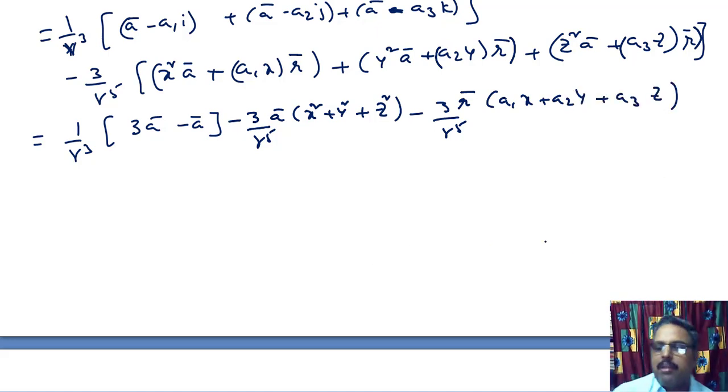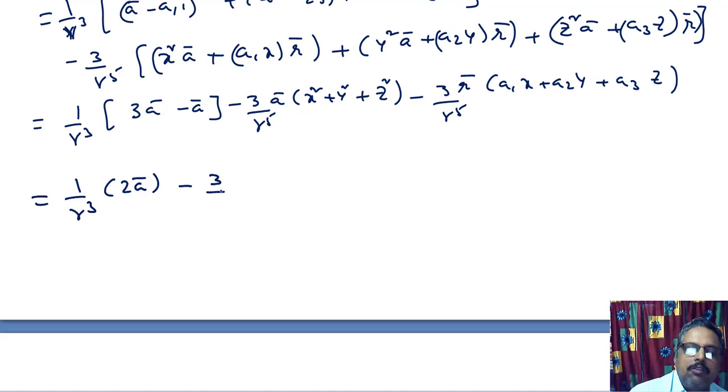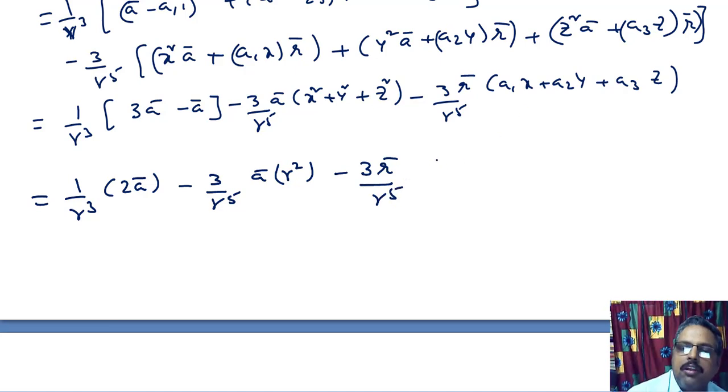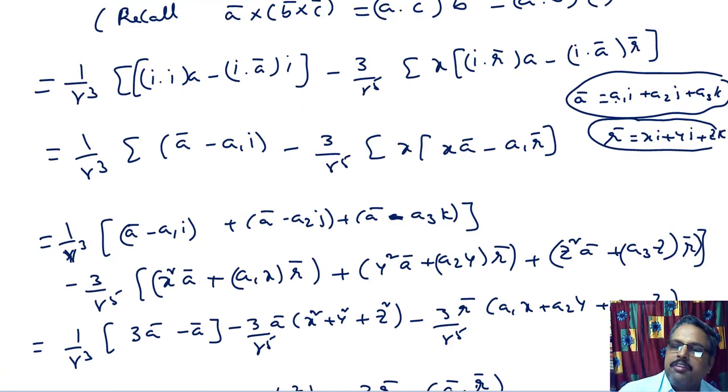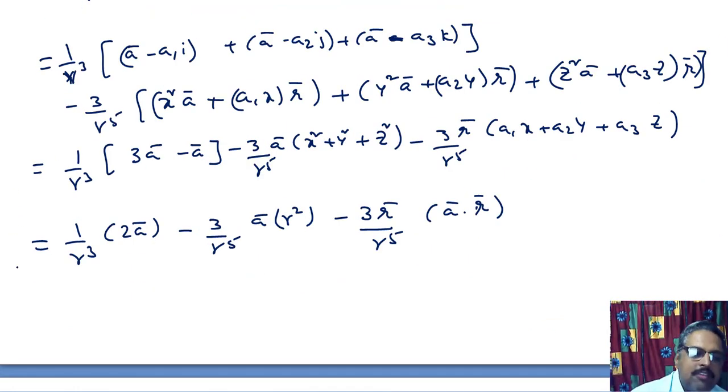Now simple manipulation. Finally, we are reaching the final step. This is the most important question from the examination point of view. Into 2a bar, 3a bar minus a bar is this one. Now a bar into x square plus y square plus z square equals r square, minus 3 r bar by r power 5 into this, which is nothing but a bar dot r bar. A bar is a1 i plus a2 j plus a3 k. r bar equals x i plus y j plus z k. So the dot product of these two is a1 x plus a2 y plus a3 z. So replace this term.